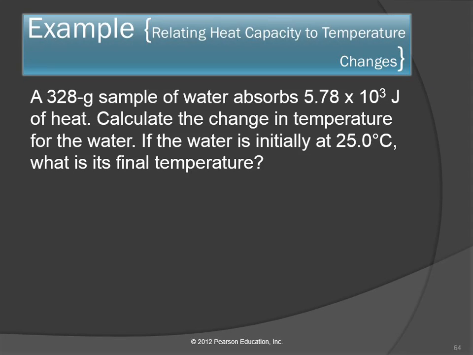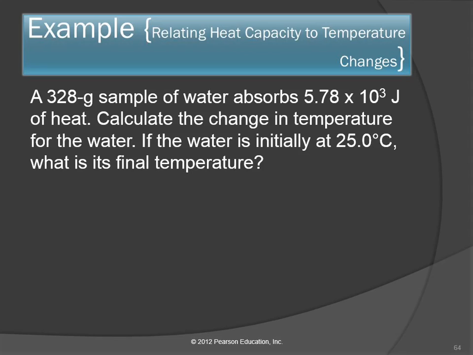Okay, let's do another of these heat capacity problems. A 328 gram sample of water absorbs 5.78 times 10 to the third joules of heat. Calculate the change in temperature for the water. If the water is initially at 25 degrees Celsius, what is its final temperature? So this question is similar to the last question. It's giving us some information and asking ultimately for a final temperature.